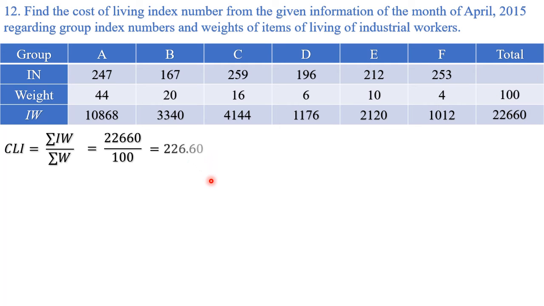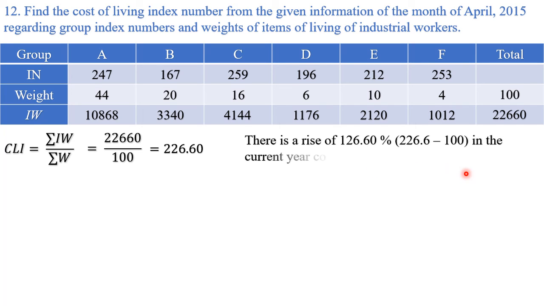So cost of living index number is summation IW upon summation W, weighted index number method, and 22,660 divided by 100 is 226.60. So just write a statement. There is a rise of 126.60% in the current year compared to the base year, or we can say that there is a rise of 126.60% in the cost of living of the industrial workers for the month of April. You can write either of these two statements, whichever you want, it's okay.